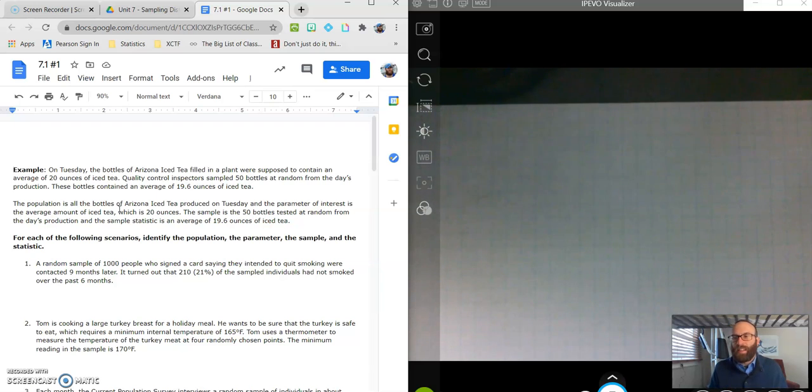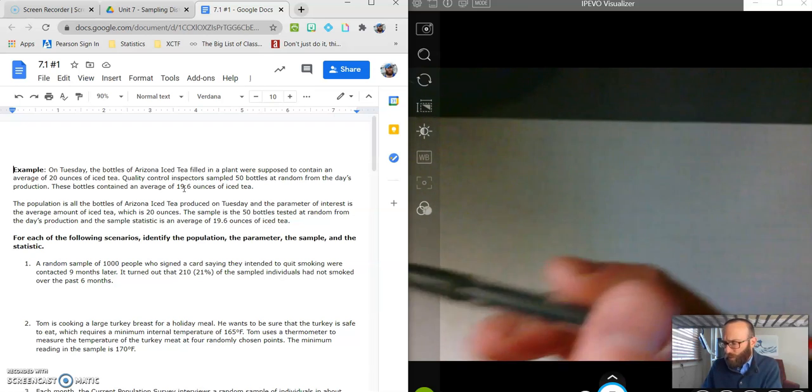That's a factory setting. Now, we're not going to do that because we want to sell some of those. But if I'm a factory, I might pull out some. I'm going to take 50 of the bottles that I produce, and I'm going to average those to try to see if my conditions are right, if I'm producing things the right way. So I sample those 50 bottles for their average amount of iced tea, and I get 19.6. That's the statistic telling us about the sample.